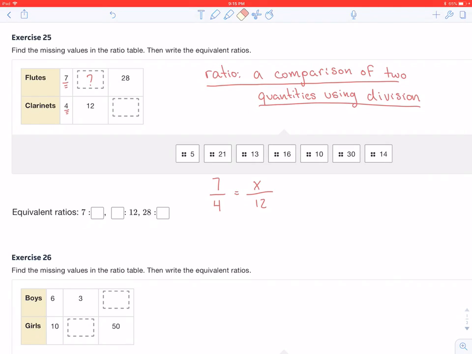Now let me show you how systematically, if you don't recognize that right away, maybe with decimals and fractions it might be a little bit more difficult to recognize. What you can do is you can take the cross product, that's where you multiply across.